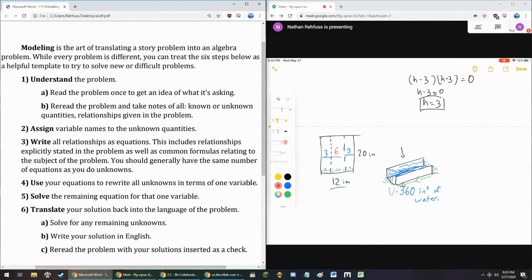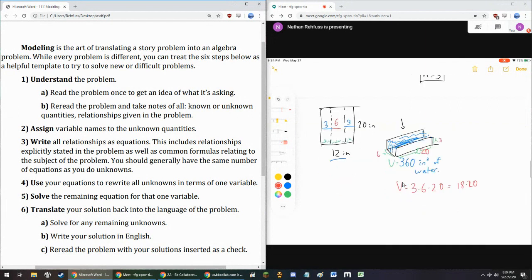We know that the length is 20. We know that the height is 3, and we know that the width is 6. So the volume is 3 times 6 times 20, and that is 18 times 20. I like to do 18 times 2 and then multiply by the 10. Just leave the factors of 10 until the end. So 18 times 2 is 36, times another 10 is 360. So we have met the specifications of the problem. We have created the correct gutter spout.